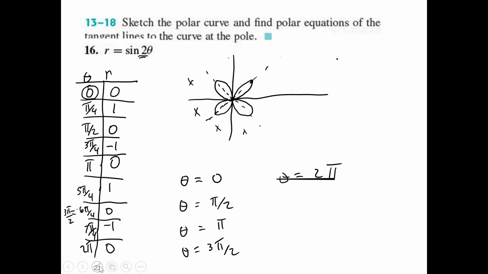Let's see if I can do this well. Your tangent line is horizontal right here, and it's vertical right here. And then theta equals pi turns out to be the same line as theta equals 0. Theta equals 3 pi over 2 turns out to be the same line as theta equals pi over 2. And so those lines are tangent to your curve at the pole. There is your homework.